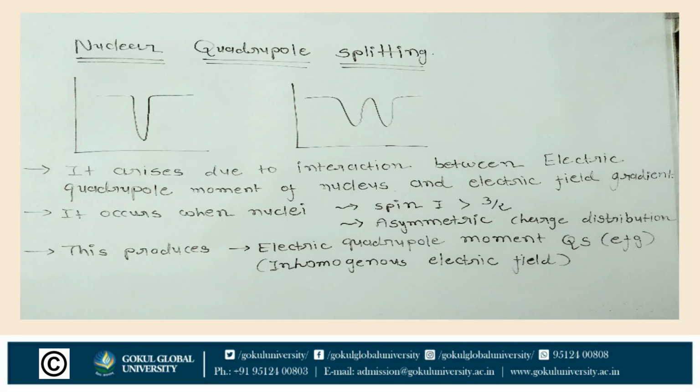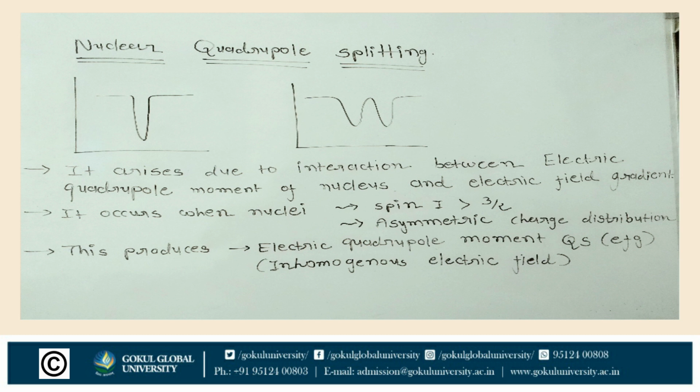Okay, now the next topic is nuclear quadrupole splitting. Let us see. In the Mossbauer spectra, we have studied that we get a dip for a gamma ray absorption or transition, but sometimes this dip is not a single dip. Maybe it is split into two parts.